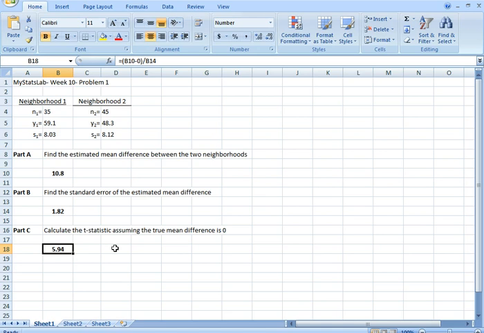Well, that's problem 1. Not a lot to it, but we did let Excel do the calculations for us, and that's all we have to do to finish that problem.